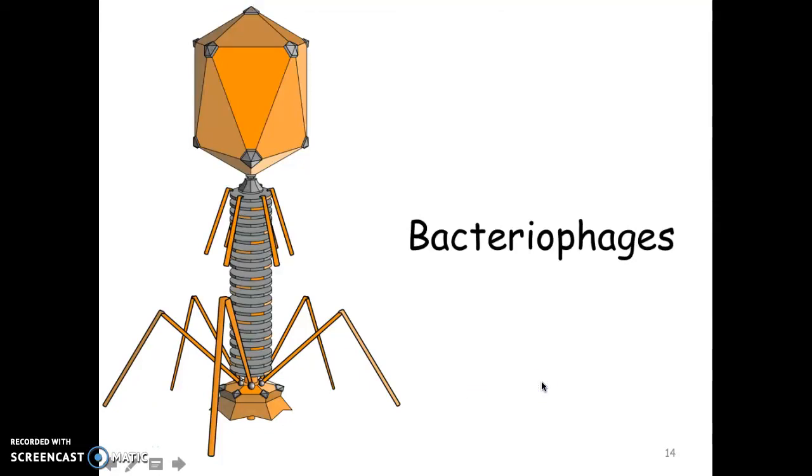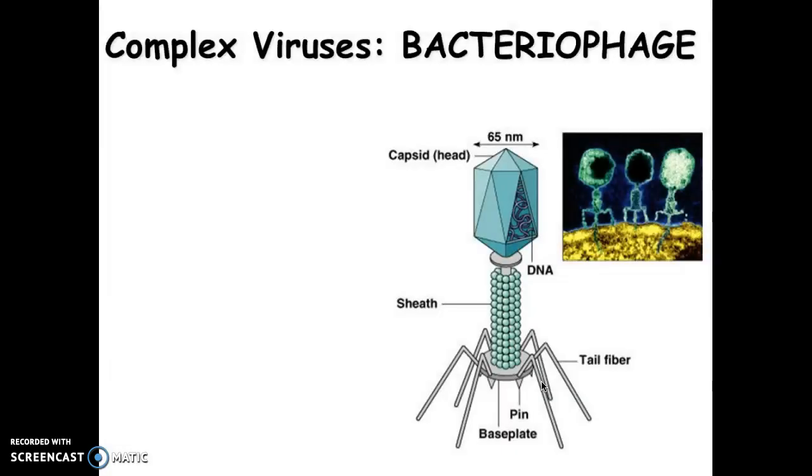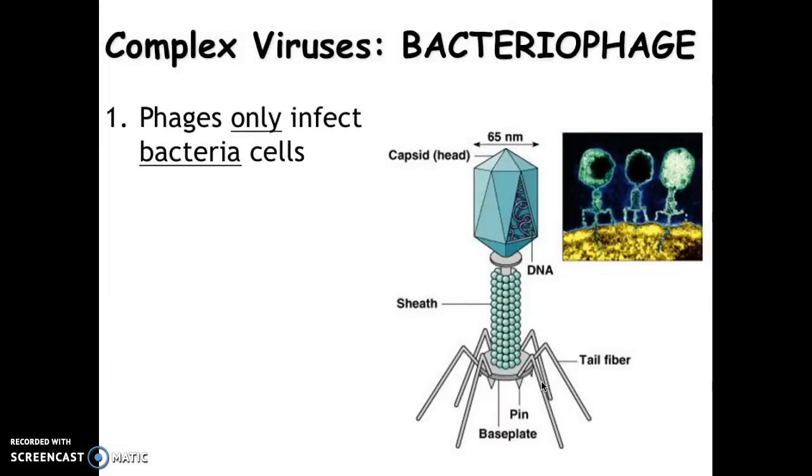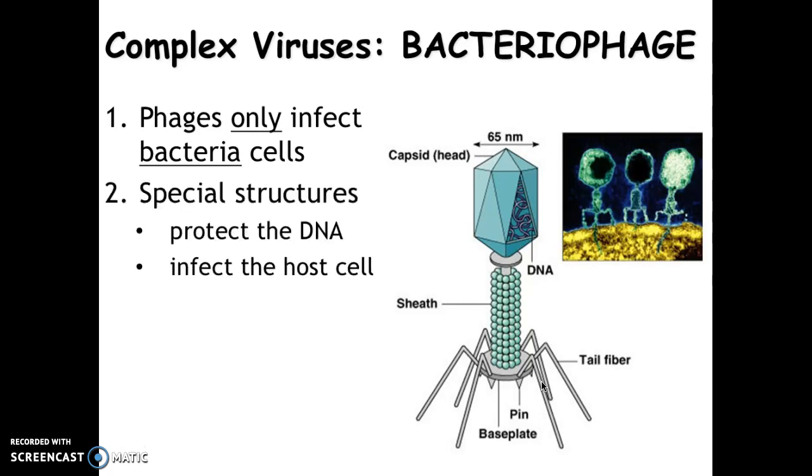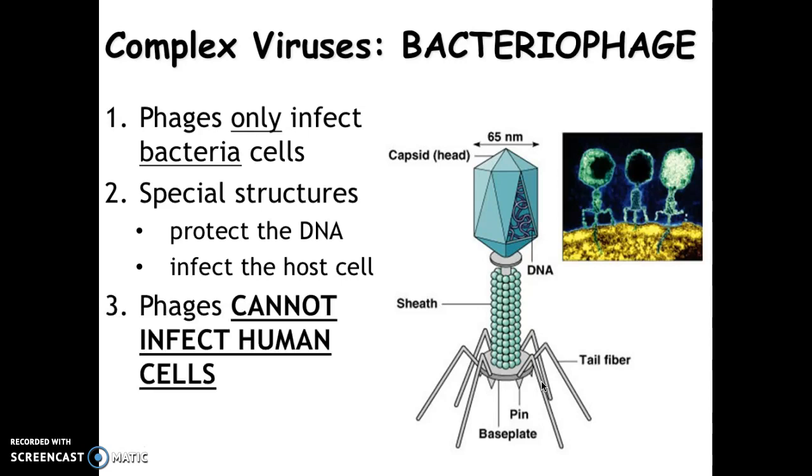In this recording, we're going to discuss a type of virus that is called a bacteriophage, or just simply a phage. So the way that these phages work is that they actually only infect or take over bacterial cells as their host cell. They have particular structures that help to protect their DNA and to help them infect the host cell. But overall, bacteriophages cannot infect human cells.